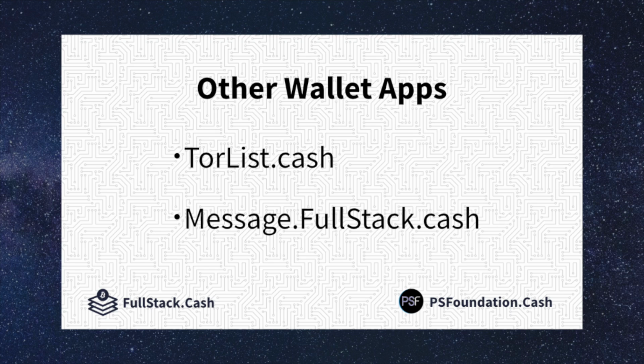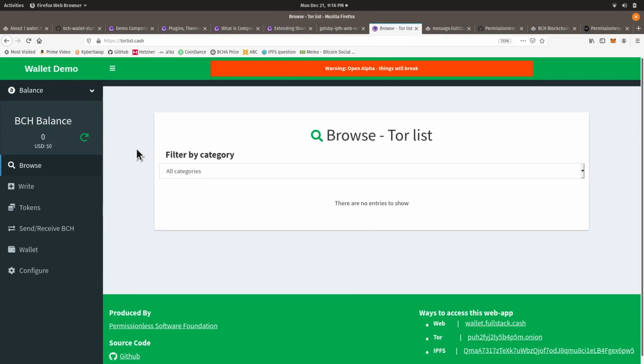So there are some other wallet apps that have been developed with this Gatsby site and template. Torlist.cash is in progress, but the idea here is it's like a curated list, which were really popular back in the days before search engines. And Tor and IPFS and other deep web networks are sort of stuck in this pre-search engine era where Google won't touch them, the normal search engines won't touch them. So a curated list may be the best way to do it.